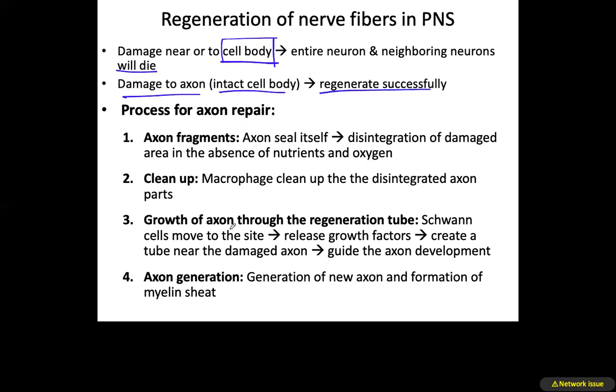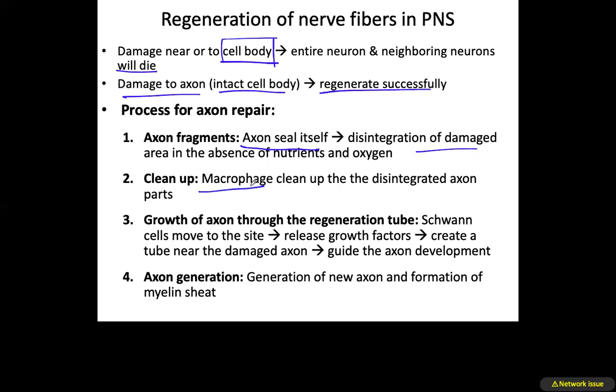How does it do that? First thing, after the damage of the axon is done, the axon is going to seal itself because it doesn't want to expose itself to the external environment or to your extracellular fluid. The components that are damaged are getting destroyed or disintegrated as a result of lack of nutrients and oxygen.